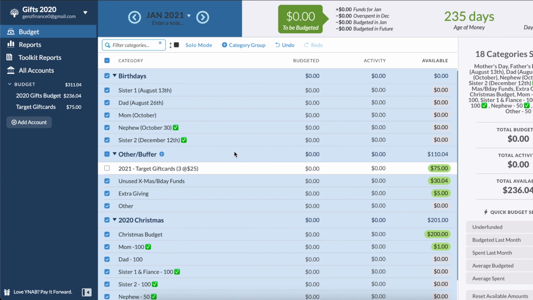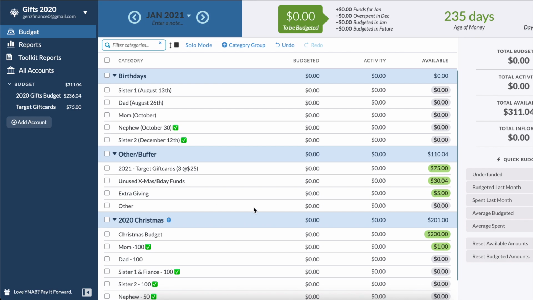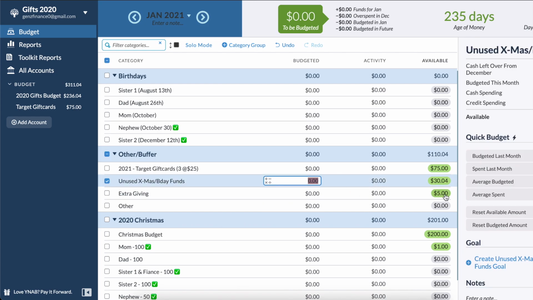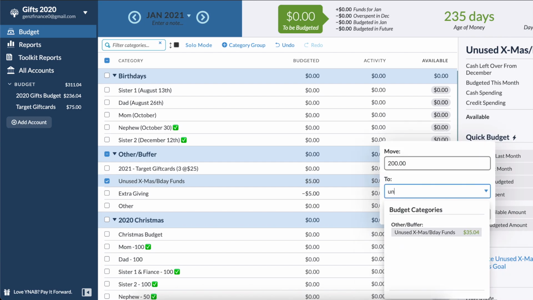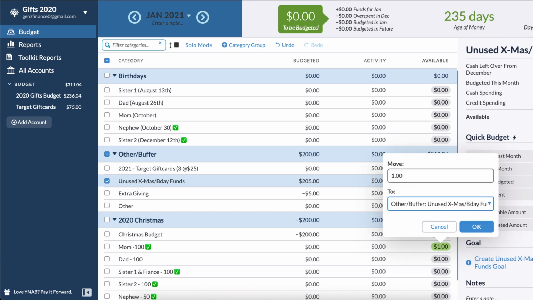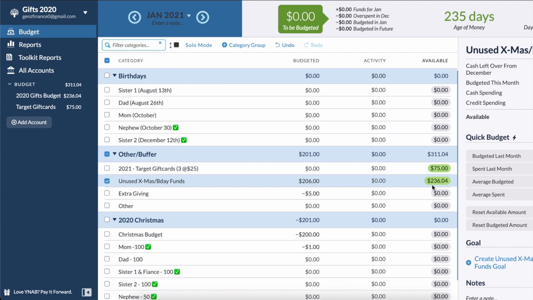So I'm going to move all of this leftover cash to this line item. So we're going to take 5, move that to unused. Christmas budget, move this to unused, and then this $1 left in my mom's category, move that to unused. And so that is $236. So at the end of 2020, I decided that I would roll over about $200 of this unused gift money to 2021, and I think I moved the other $36 into like another giving category. I think I moved it to random acts of kindness.